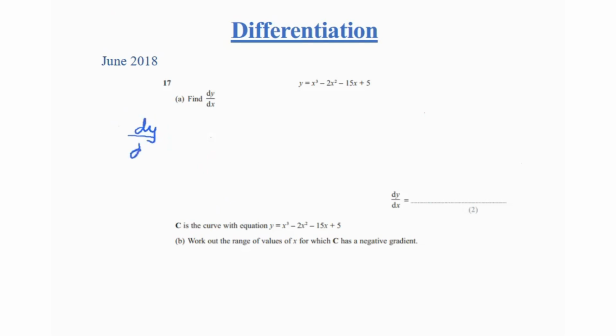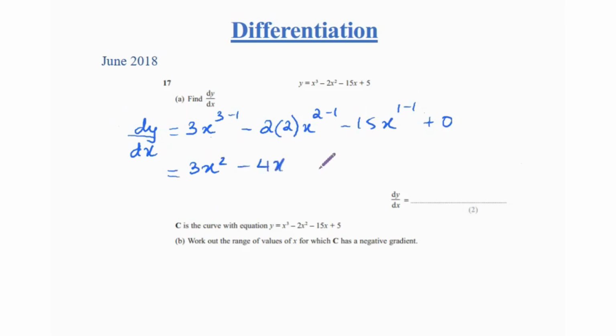dy by dx equals 3 times x to the power of 3 minus 1, minus 2 times x to the power of 2 minus 1, minus 15 times x to the power of 1 minus 1, plus 0. So that's 3x squared minus 4x minus 15. That is your derivative of the curve y equals x cubed minus 2x squared minus 15x plus 5.